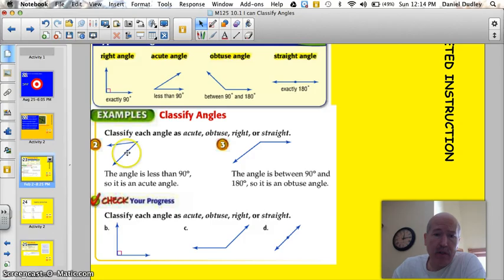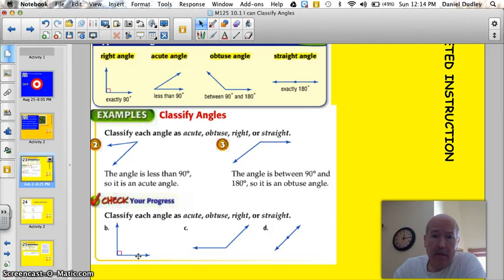So using those words, let's classify these angles. What is this angle right here? It's less than 90, so it's an acute. This angle here, even though it's upside down, you can see that it's more than 90, so that's like this one. That's obtuse. All right, you try B, C, and D on your own.